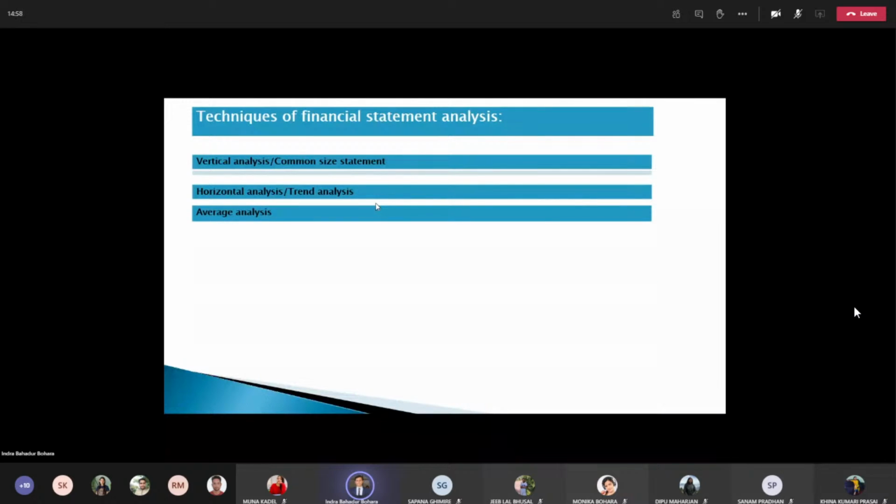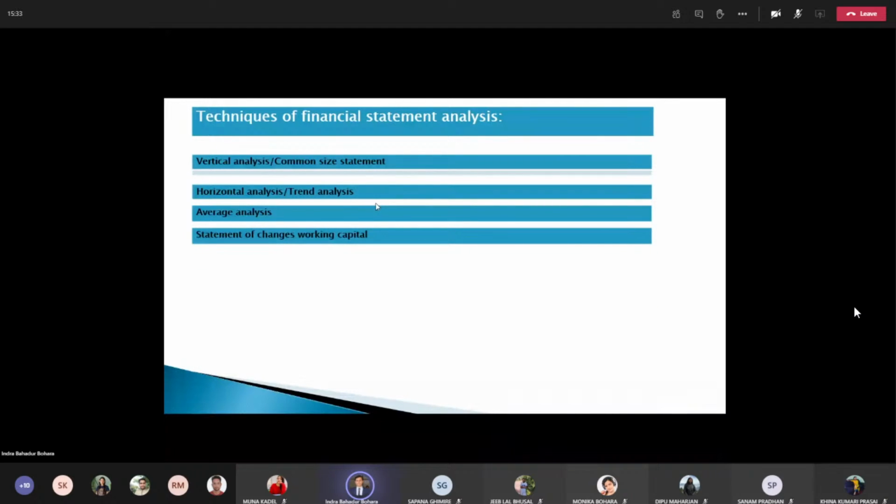Average analysis is the analysis of the company's performance based on the industry average. So the company's performance, profitability position, debt equity ratio, debt capital position, current ratio, and liquidity position are compared with the industry average, or the average of similar companies, under average analysis.